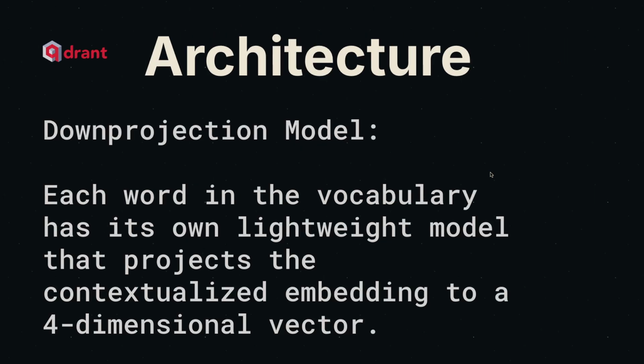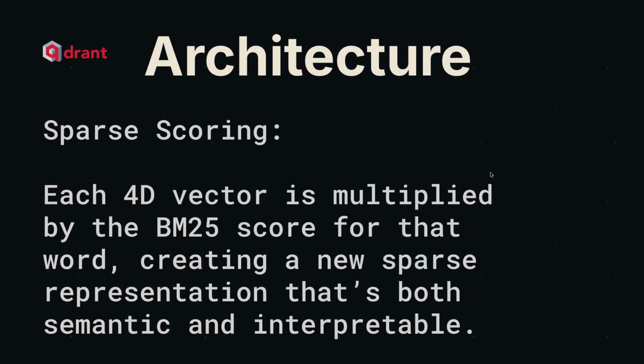And then the down projection model, once again, we're going to take each word in the vocabulary, give it its own model, and project it down to 4 dimensions. And then if for some reason that word isn't in our model, we're just going to fall back to that first cell, which is just going to be the BM25 values. And then each 4D vector is then multiplied.